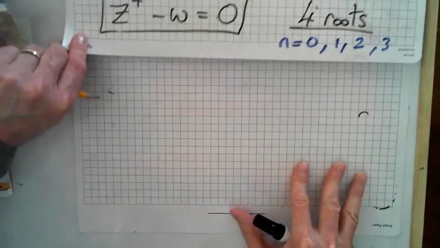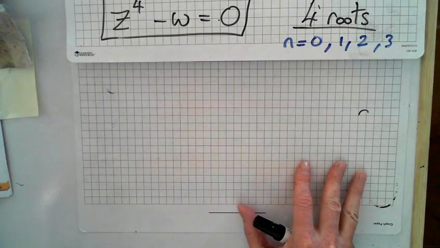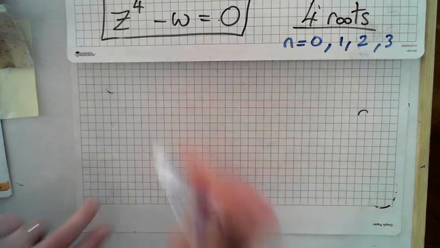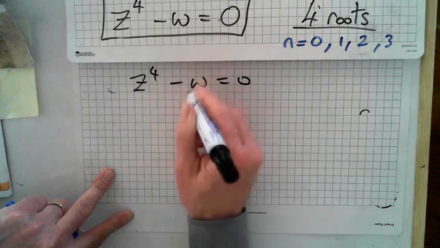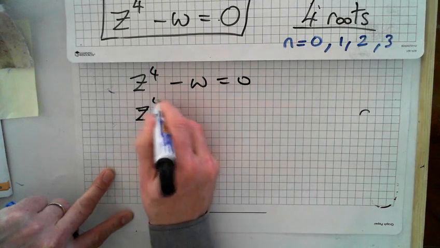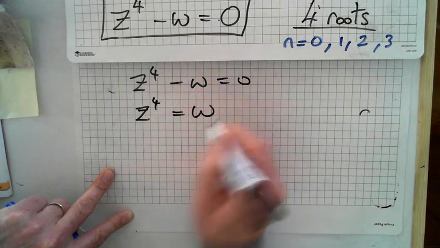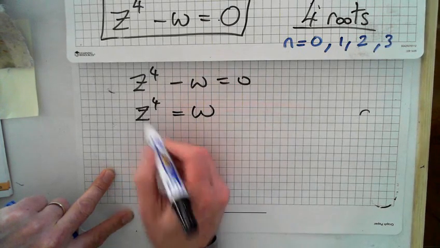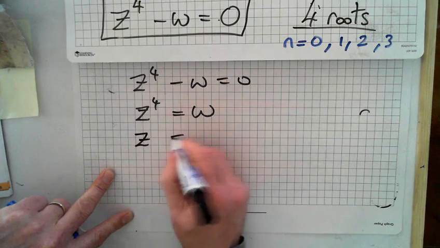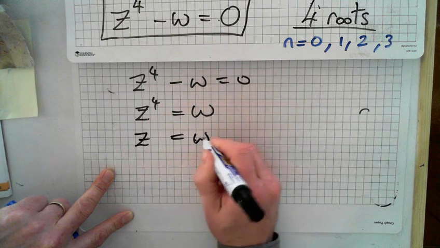So again, part 3. So just going to follow some of this. Right, so z to the 4 minus w is equal to 0. So we move the w across. Z to the 4 is equal to w. So z is equal to w to the power of a quarter.